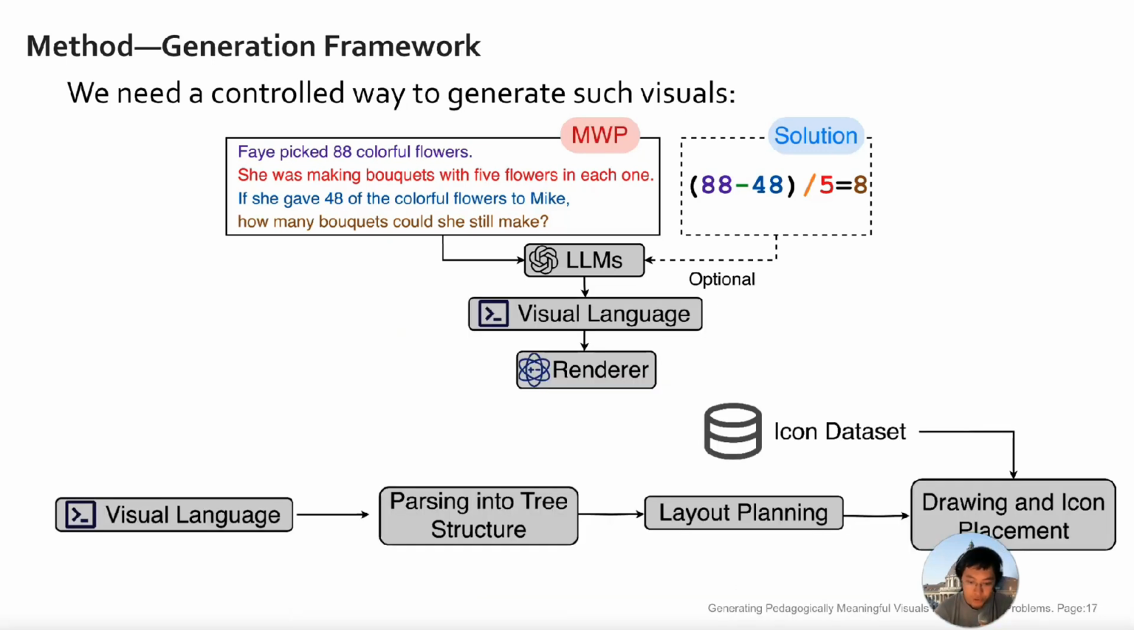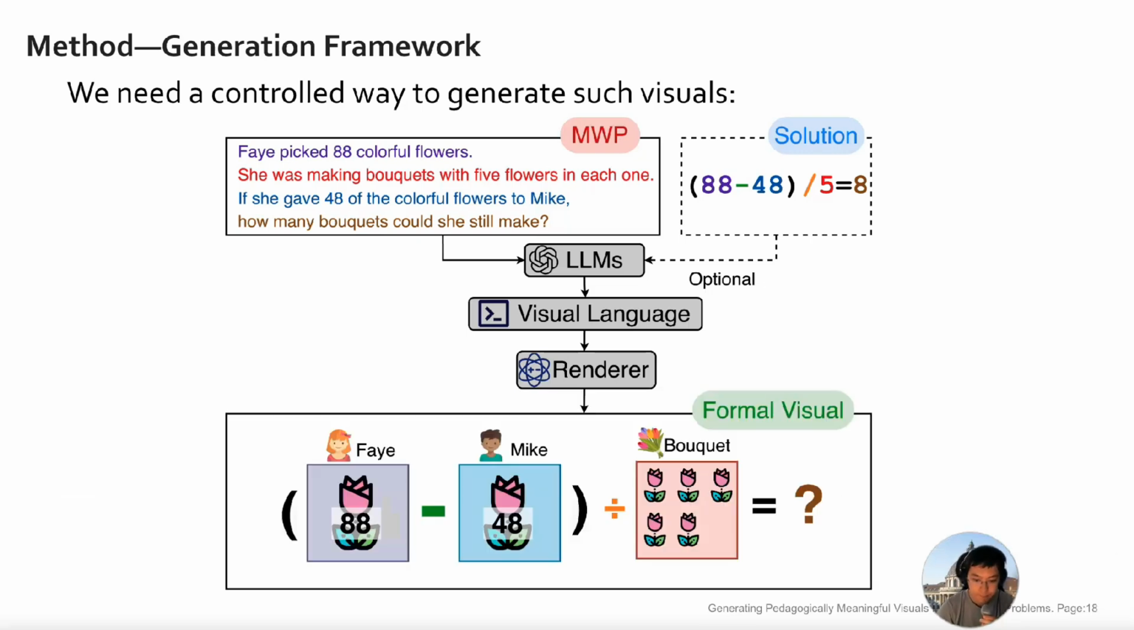We then feed the visual language into the renderer. The renderer first parses the visual language into a tree structure, then performs layout planning based on that structure. Finally, it draws the visuals and places the corresponding icons from the icon dataset. And finally, it generates such visuals in SVG format.